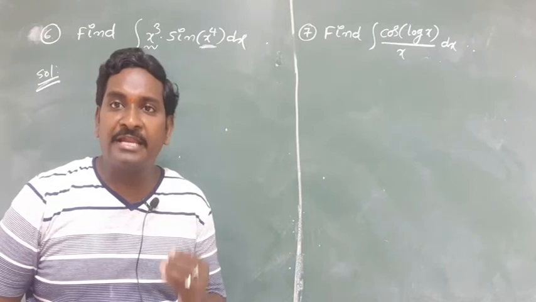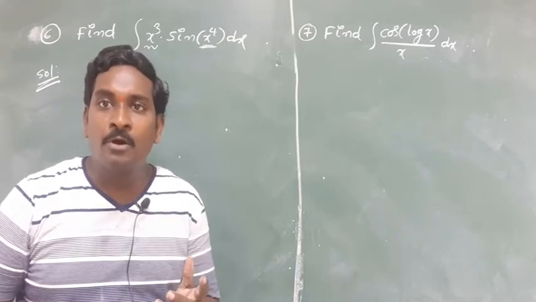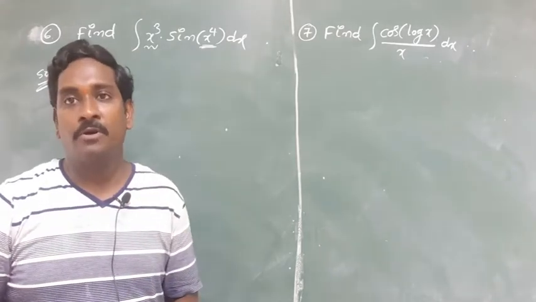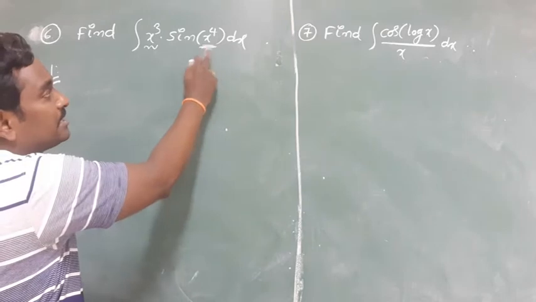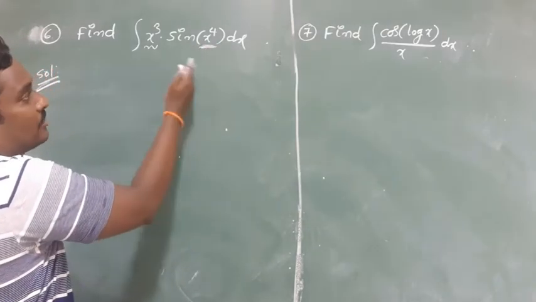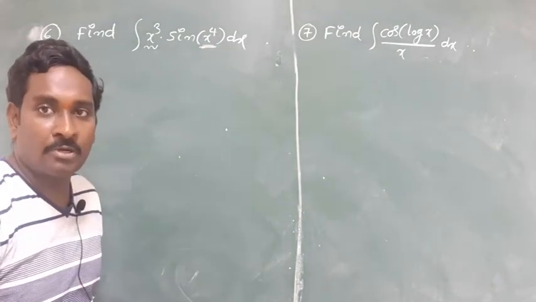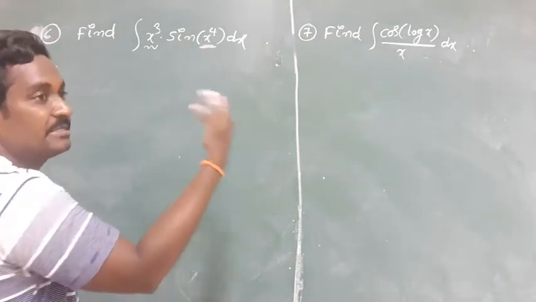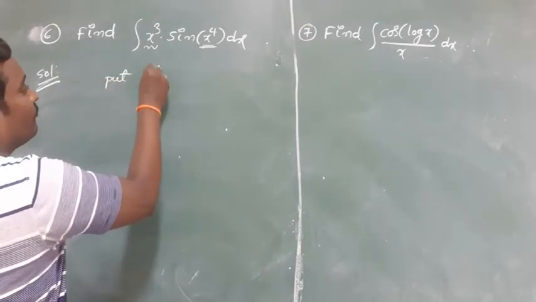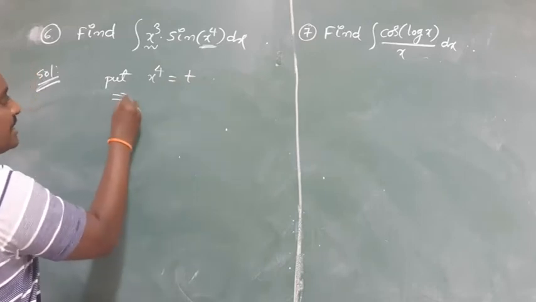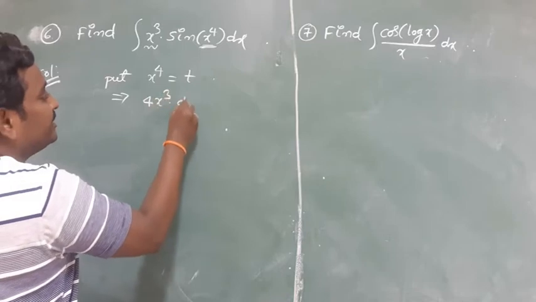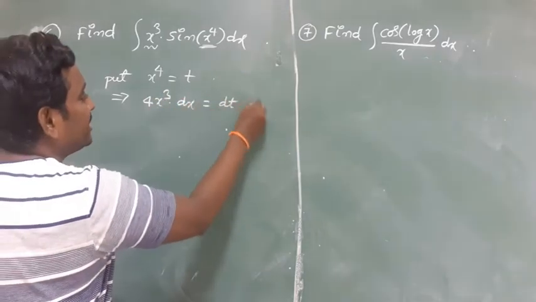Definitely you can identify a term whose derivative is also another part of the given problem. If we take x power 4 equal to t, what is the derivative of x power 4? 4x cube. That's why we can take x power 4 is equal to t first. Put x power 4 is equal to t. So what is the derivative of x power 4? 4x cube. Write dx in the product is equal to dt.